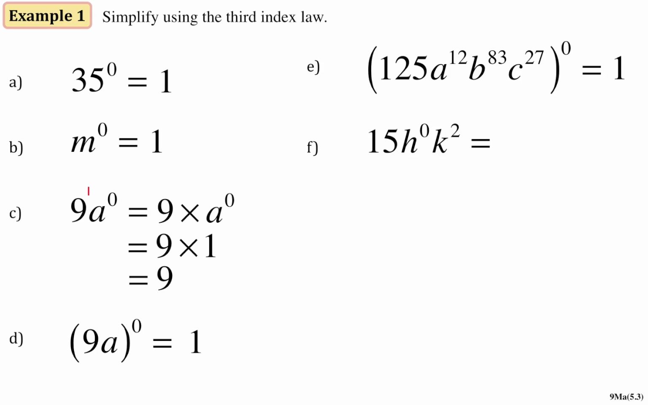Part F. Let's have a look at the parts that have zeros above them. The only part with a 0 above it is that h. h to the power of 0. Anything to the power of 0 is equal to 1, so that now becomes 15 times 1 times k squared. 15 times 1 is 15. We get 15k squared.